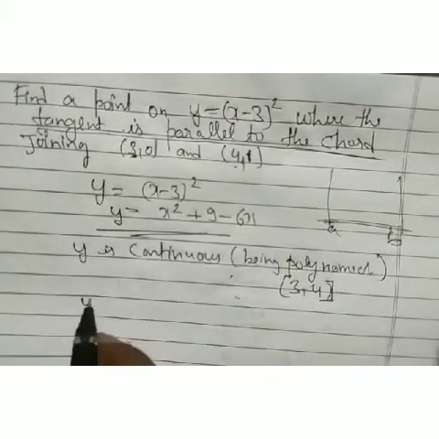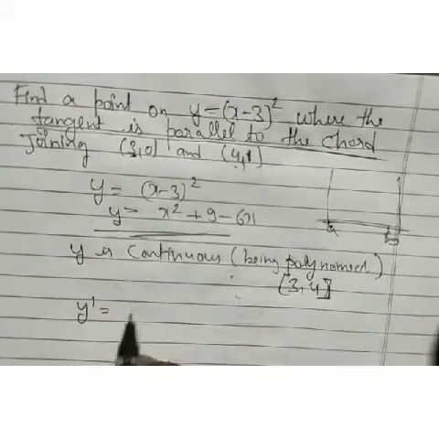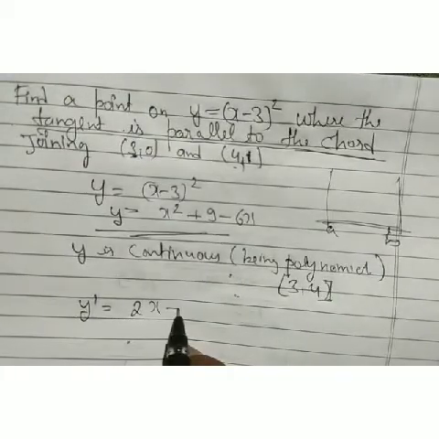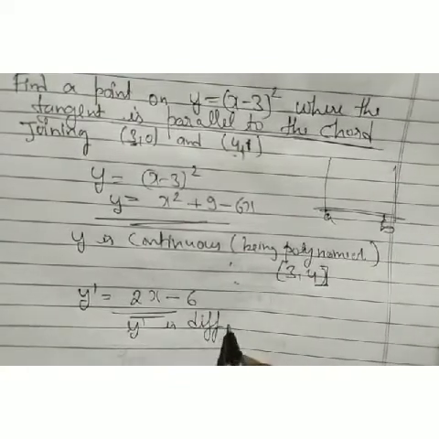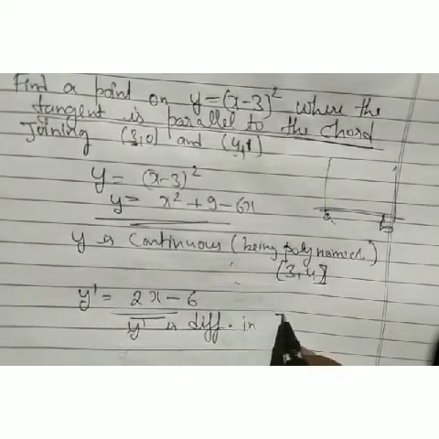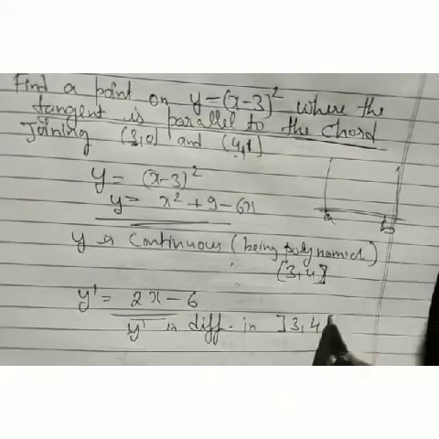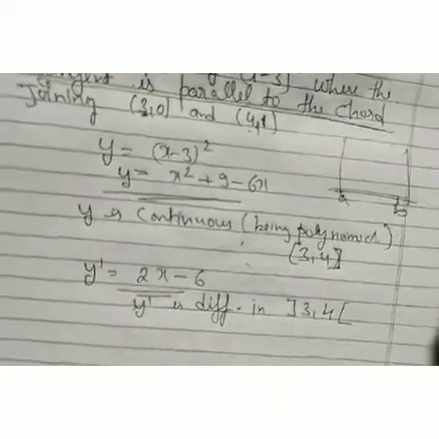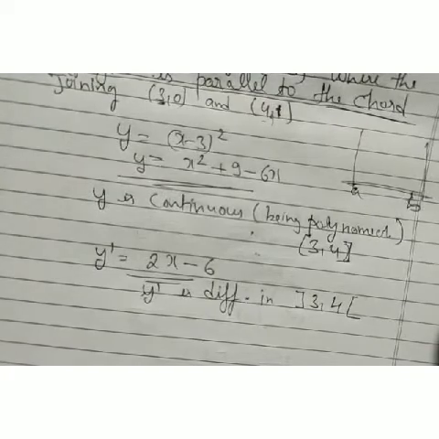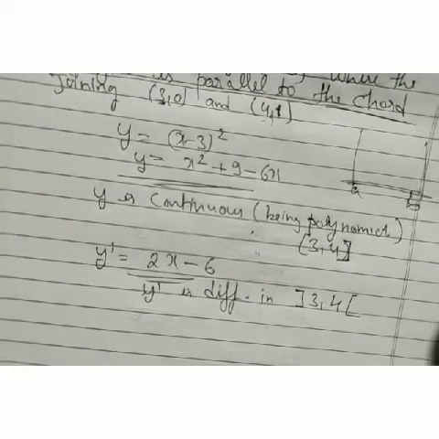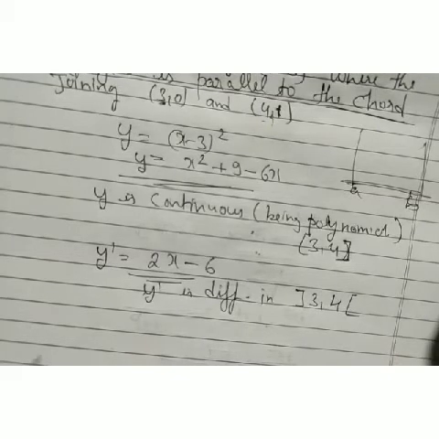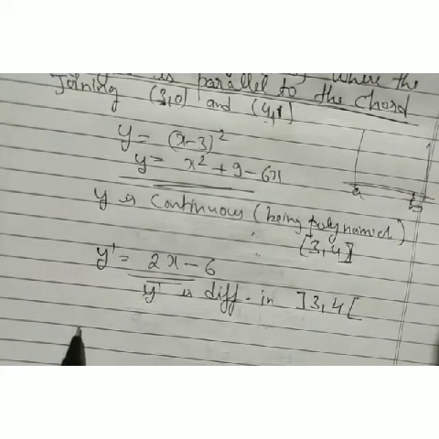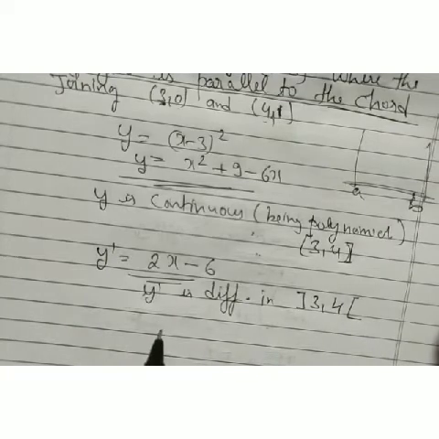Also, what is our y dash? From here we get y dash equal to 2x plus 9 minus 9, that is 2x minus 6. Also y dash is differentiable in the open interval (3, 4). Now our function is continuous and differentiable, since both the conditions of LMV, that is Lagrange mean value theorem, are satisfied.